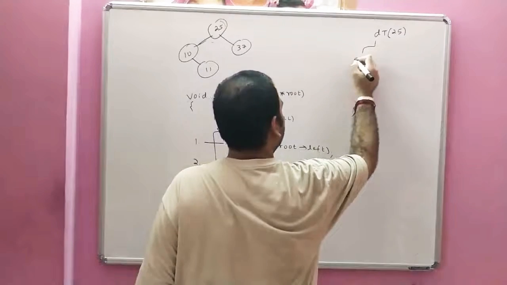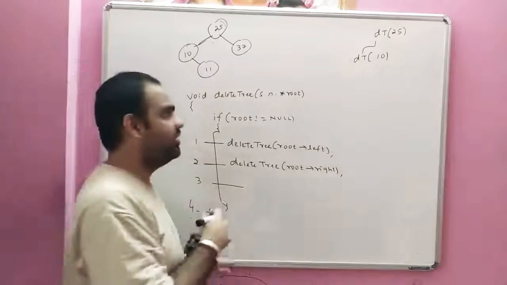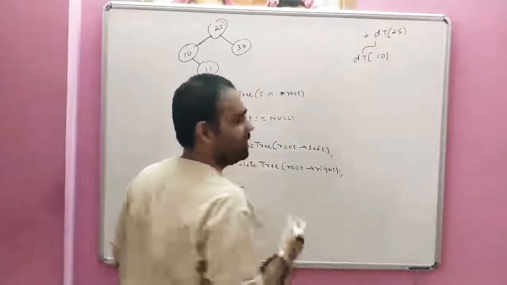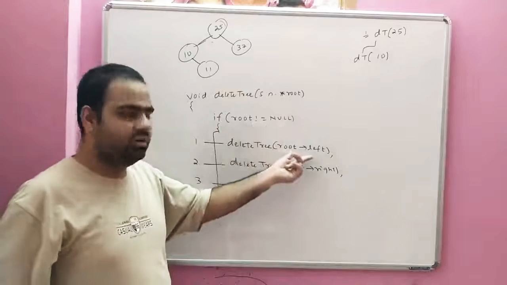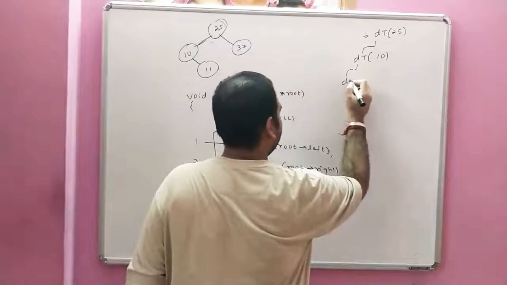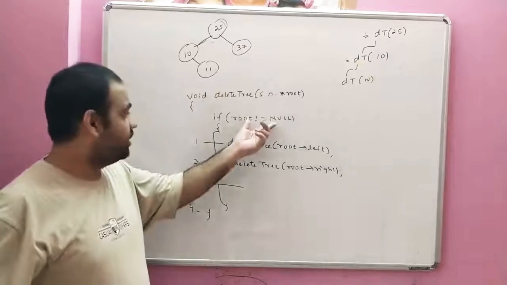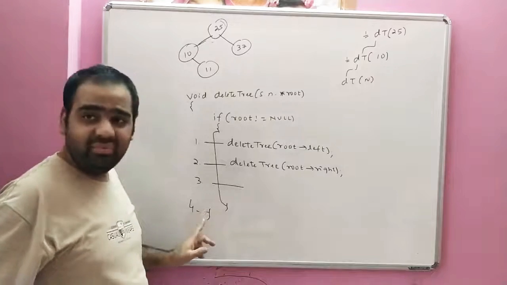Delete tree of root arrow left. Now what is root arrow left? It is 10. And from which line number are we calling? From line number 1. Now again go back. 10 not equal to null? Yes. Again you execute 10 arrow left. Delete tree of 10 arrow left is null and the return line number is 1. Go back. Null not equal null is false. You come out. Line number 4 is executed.